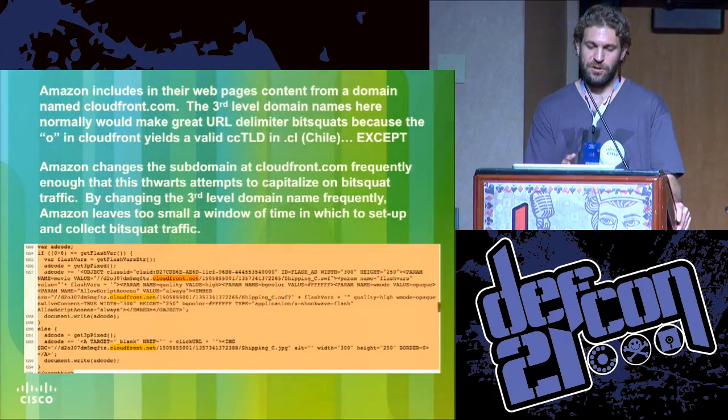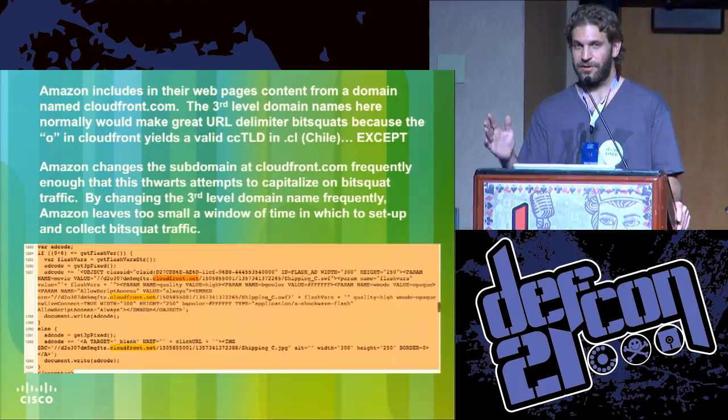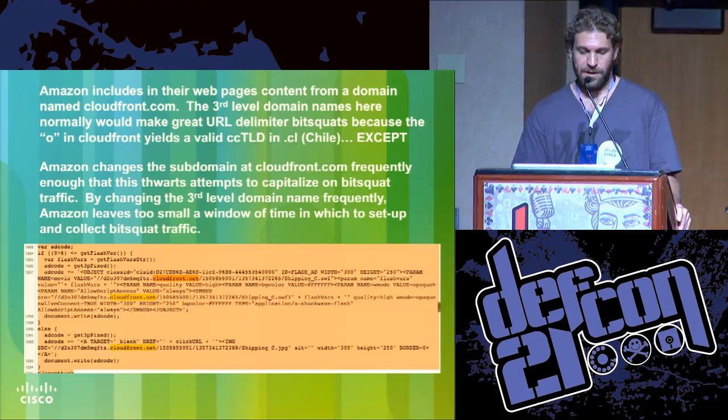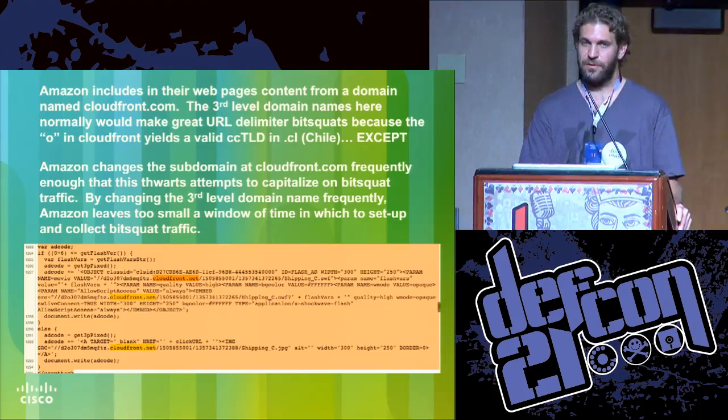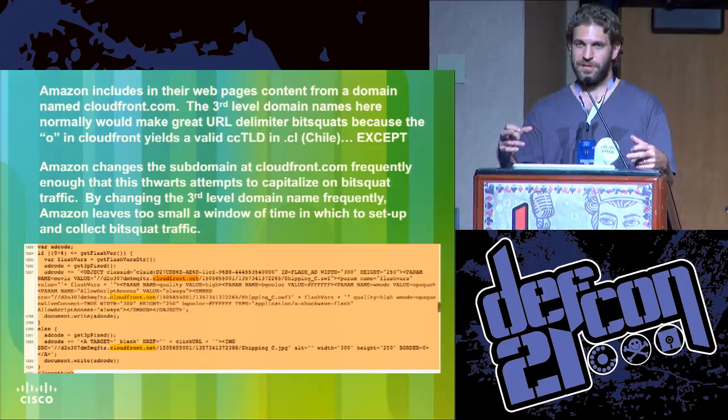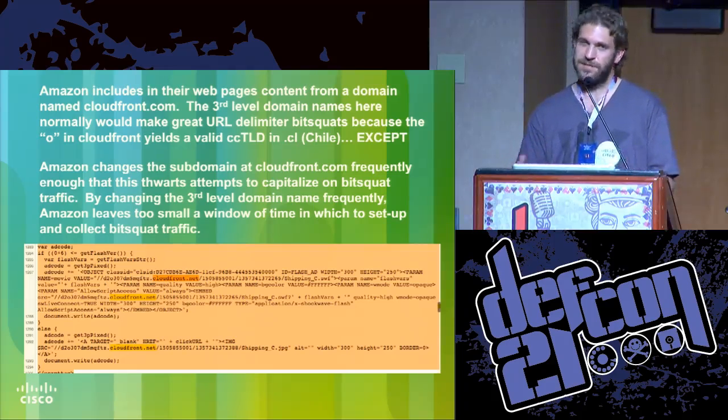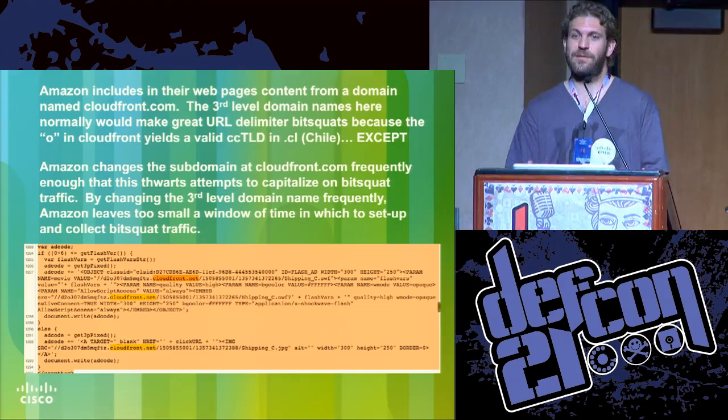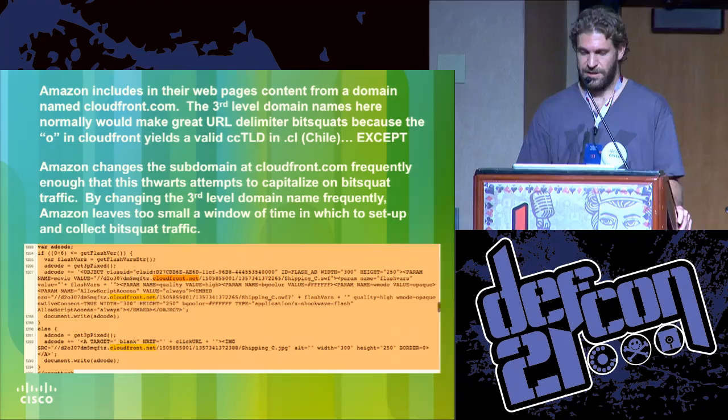If you look at the source code from some Amazon pages, you'll notice that they have this domain cloudfront.net. Normally the O in CloudFront would make these perfect bitsquat domains, based on the letter O flipping to a slash in the country code .cl, which is Chile. But if you look at that third-level host name, it changes every time they recompile some code there. I don't know exactly why it changes, but it changes about every month. So if you were to go out and register one of these domain names, you probably wouldn't get much traffic in the month before it changes. So I thought that was an interesting defense.